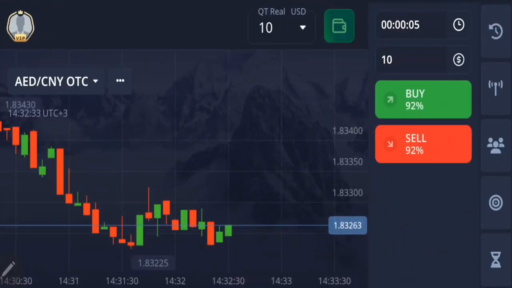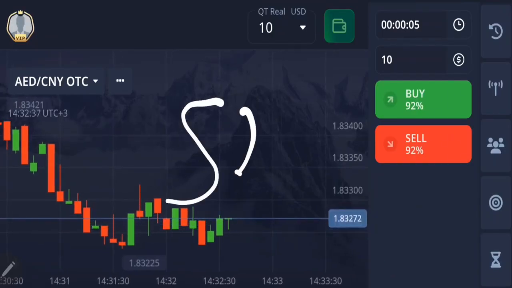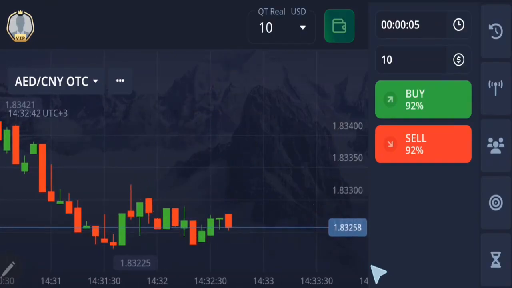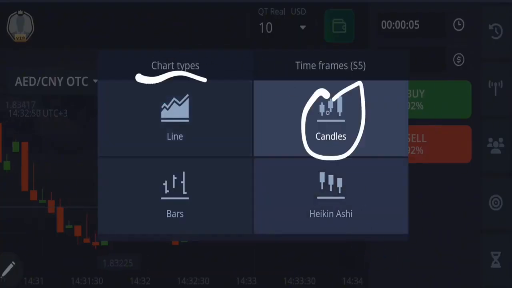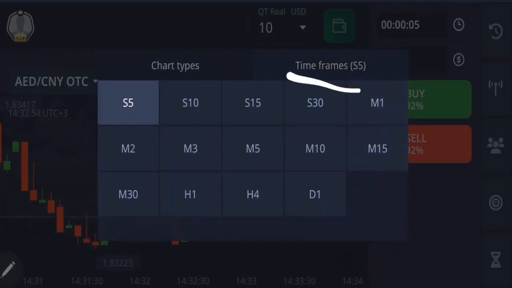So look, I'll be trading with a regular smartphone. I've got a Galaxy S24 Ultra. For starters, I need to adjust some settings. So I'm gonna press on these three dots here. I select candles in the chart type settings. Then I disable auto scroll. I set the time frame at 5 seconds.